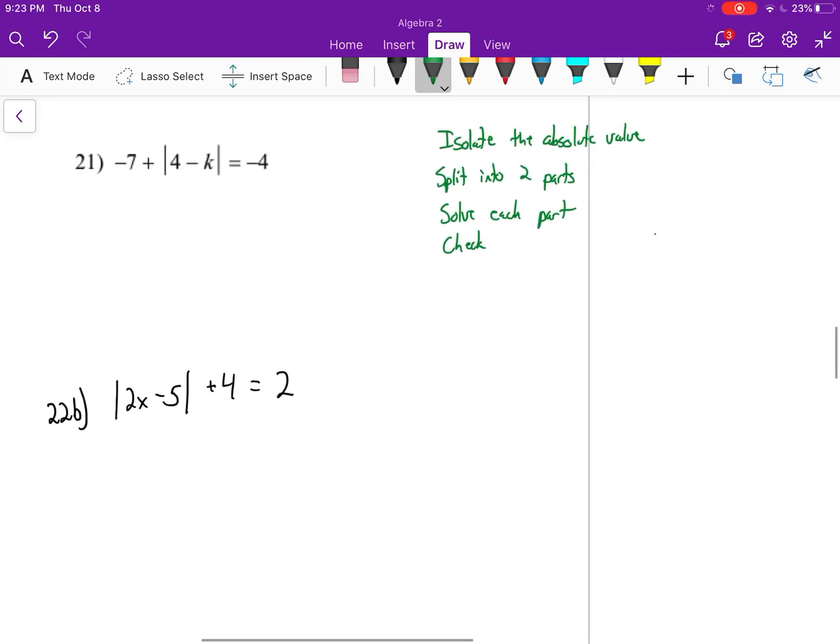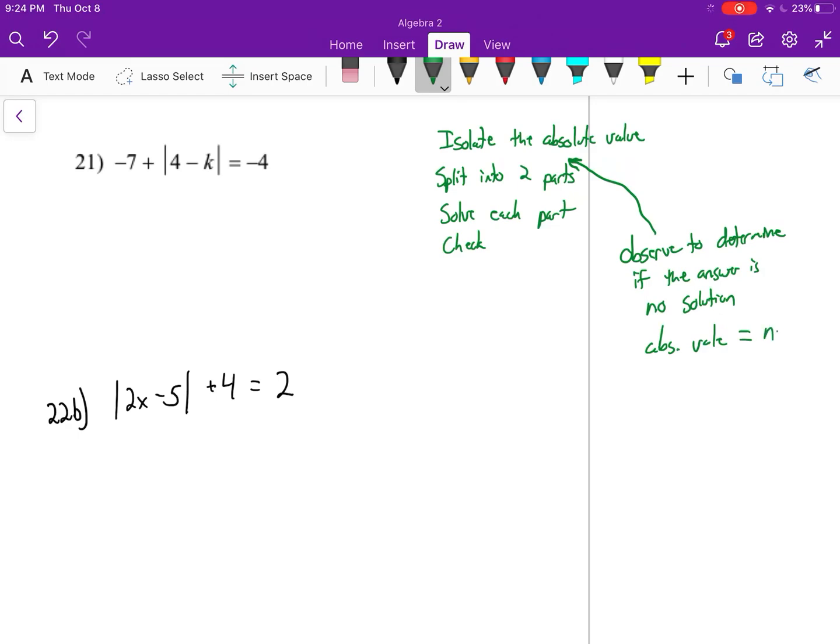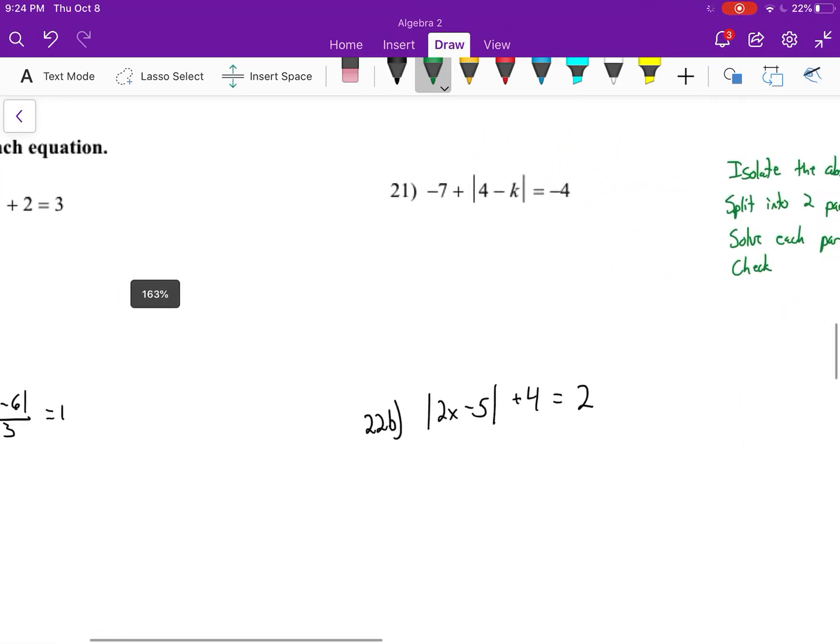Now I should interject something here right in this step. Before we split into two parts, observe to determine if the answer is no solution. And that is referring to an absolute value. If you have an absolute value equaling a negative, well, an absolute value never equals a negative, and so something like that would be no solution. So that's something you just want to look at before you split into two parts. It can save you a lot of time.